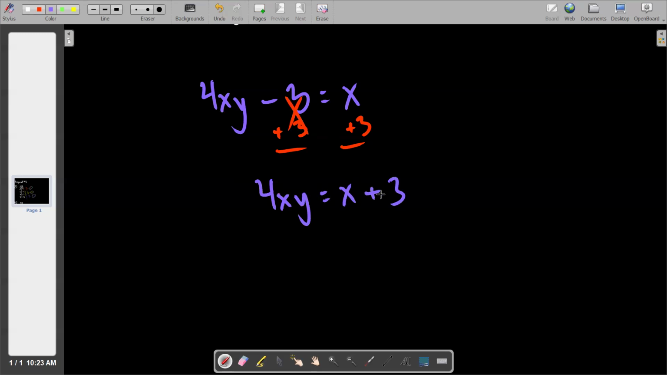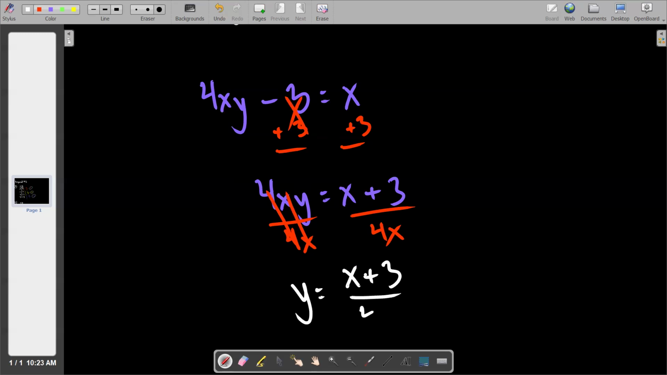Can't put those together. And now to get the y officially by itself, what would I do? I would divide both sides by 4x like this. And so if I divide by 4x here and I divide both sides by 4x here, I'm left with my final answer, which says y equals x plus 3 over 4x.